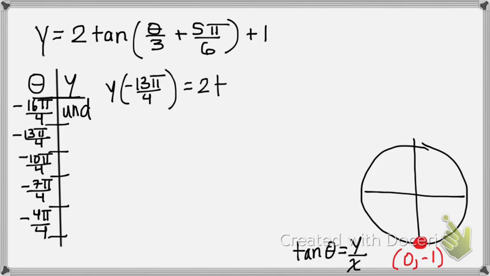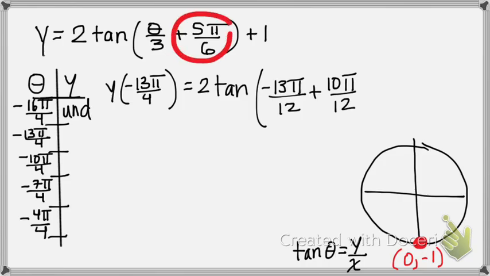So I'm plugging that in for theta. Is there anything convenient I can do here? I guess I can just call it negative 13 pi over 4 over 3 is going to get us to 12, right? Negative 13 pi over 4 over 3 is negative 13 pi over 12 plus, and let's just boost up the denominator here, right? So what am I doing? I'm saying that 5 pi over 6 is equivalent to 10 pi over 12. Fair enough. Plus 1. So that's 2 tangent.